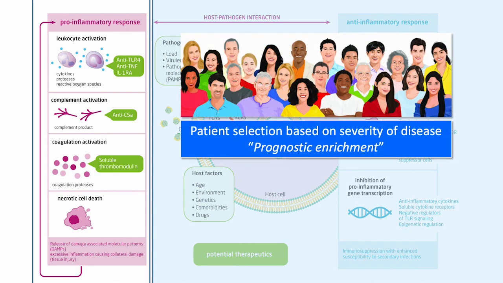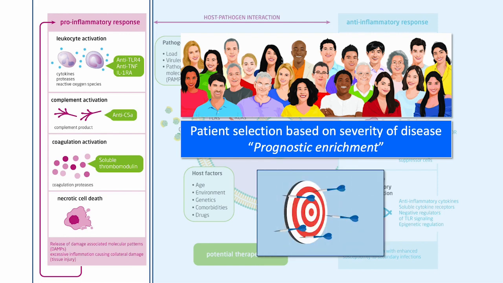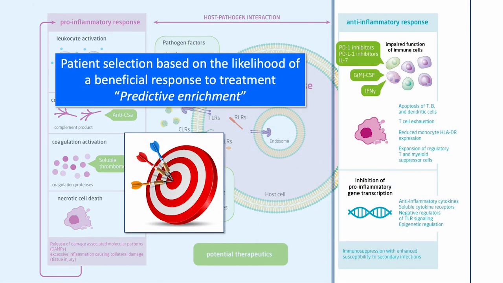By using prognostic enrichment only, it remains uncertain whether you select the right patients for a certain intervention. As an example, if you treat patients with an anti-complement agent, you would really like to make sure that the patients that you treat with this agent are really suffering from enhanced complement activation. And this is what we would call predictive enrichment, which means that you select patients based on the likelihood of a beneficial response to a treatment.